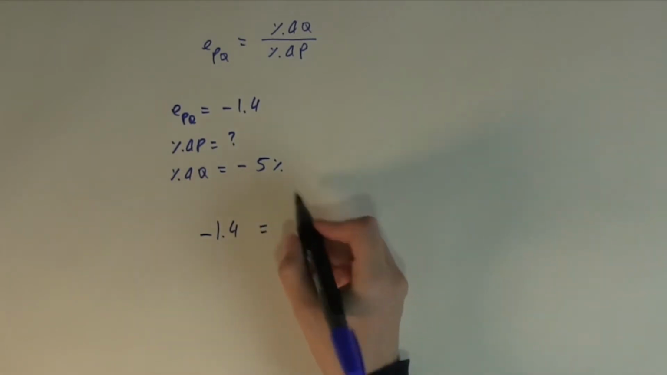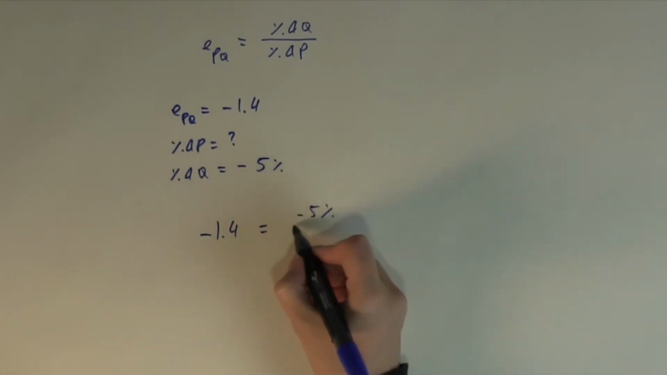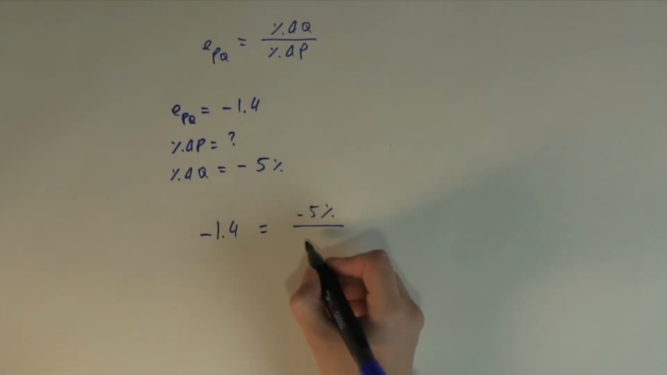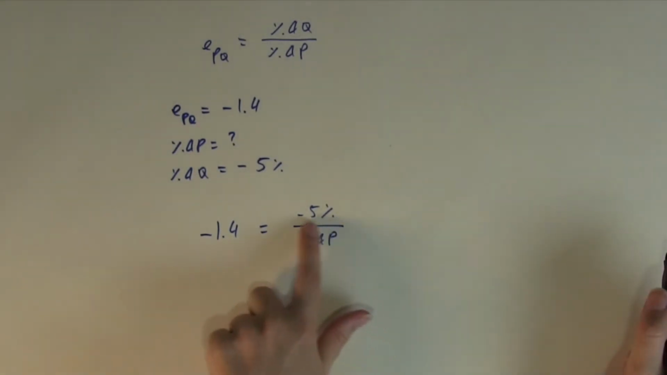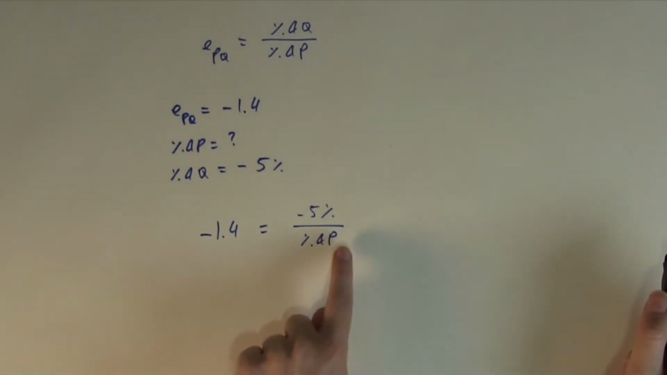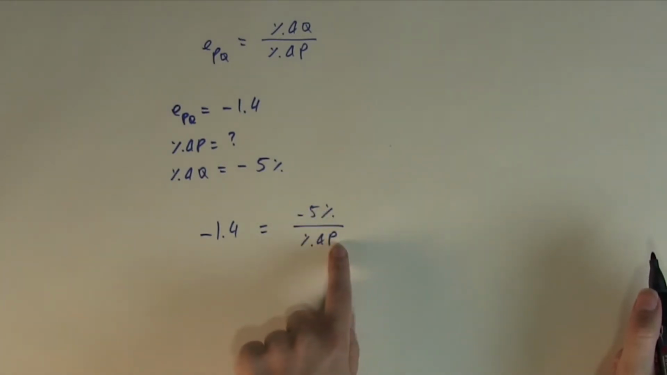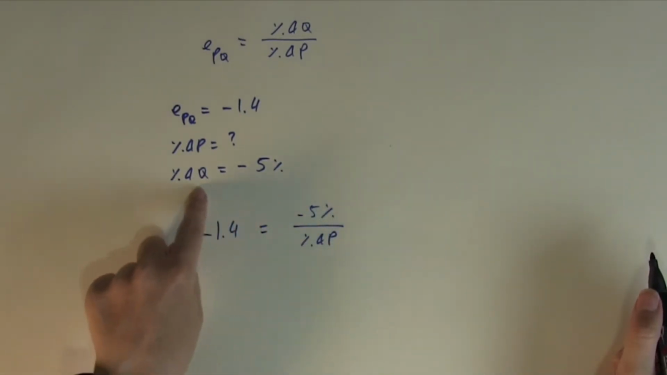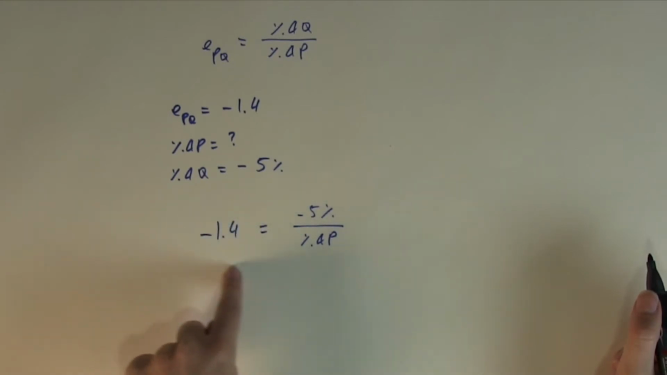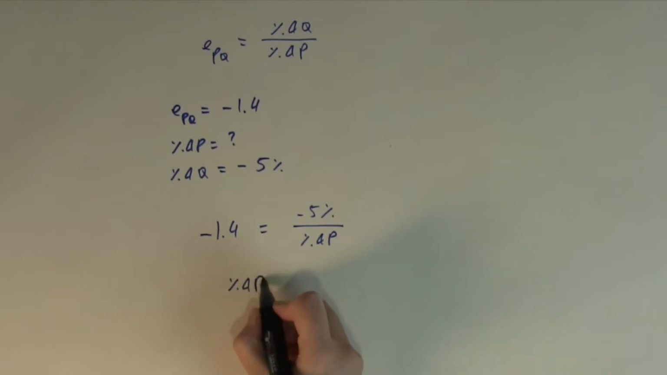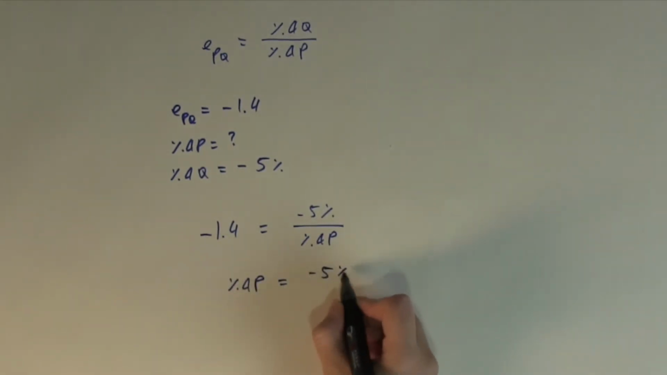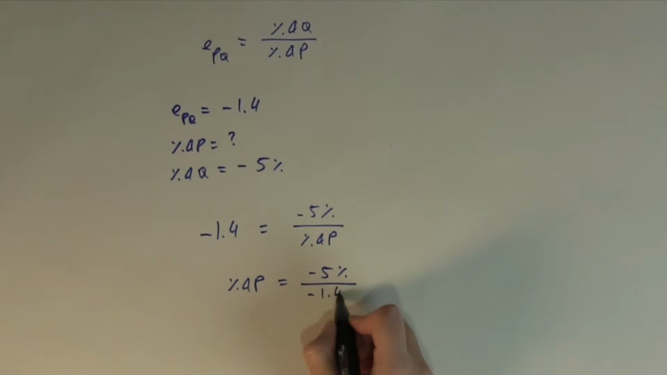-1.4 is equal to -5% divided by the percentage change in price, which we will need to be able to calculate. So, to calculate the percentage change in price, I need to multiply up by the percentage change in price, but at the same time I will need to divide it down by the -1.4. So the percentage change in price will be -5% divided by -1.4. So what will that give me?